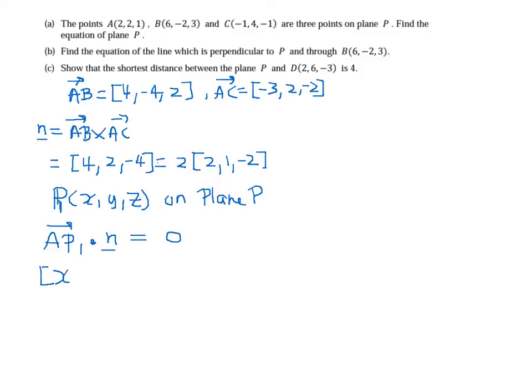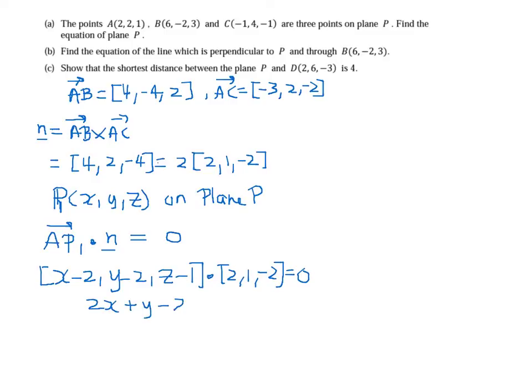(x minus 2, y minus 2, z minus 1) dot (2, 1, negative 2) equals 0. If we just perform the dot product and simplify, it should end up getting 2x plus y minus 2z equals 4.